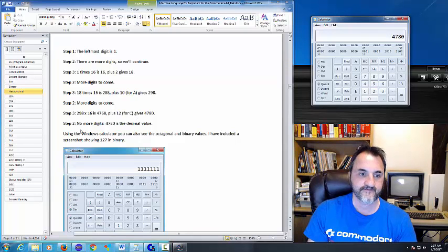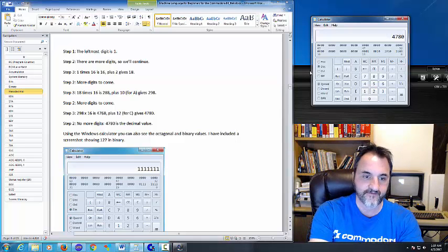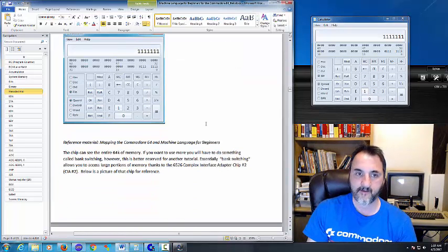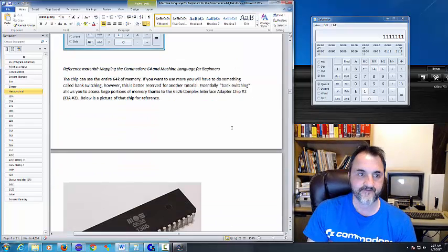That's what we got. Using the Windows calculator, you can see the octal and binary values. I have included a screenshot showing 127 in binary. So if you go here, we could just type 127. I think I might have done that one earlier. And you'll see it's all ones. So it's all filled in. All the bits are on. And I got this from Mapping the Commodore 64 and Machine Language for Beginners.